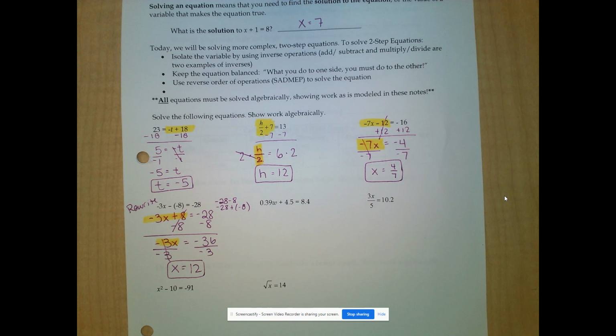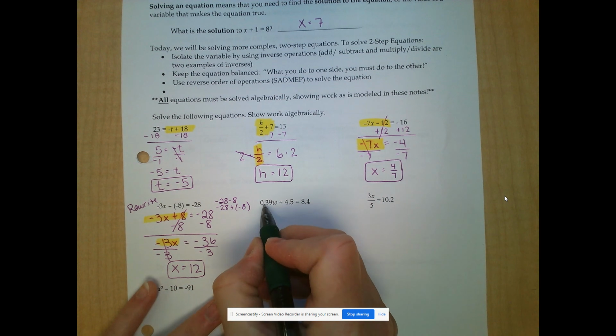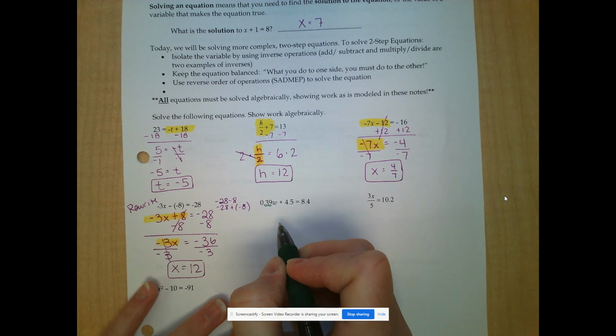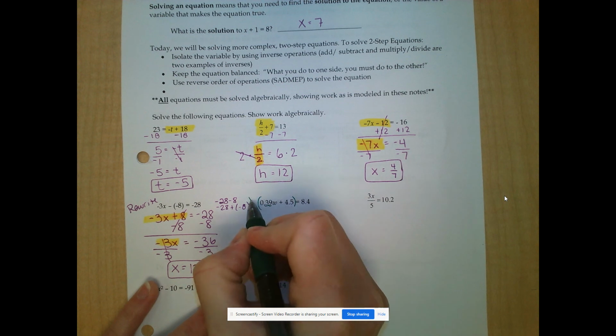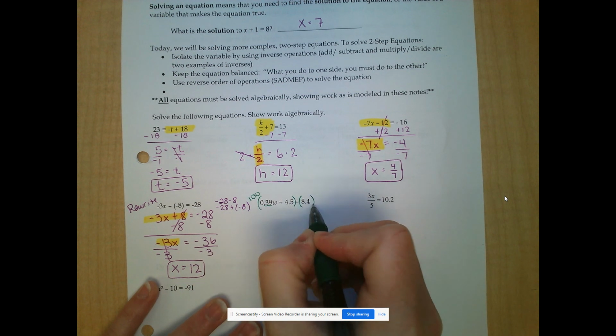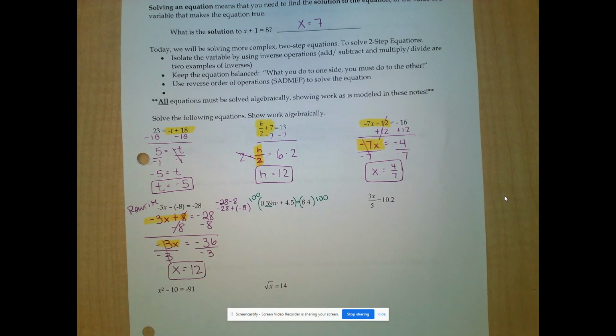Now, the next one has a decimal. Actually it has a lot of decimals, and I'm not a big fan of working with decimals. So one thing that I sometimes do, if I notice that I'm working with a problem that has a lot of decimals, is I get rid of the decimals as a first step. So you'll notice that this decimal has 2 decimal places, 0.39 or 39 hundredths. I can multiply both sides of this equation by the same number, and it's still going to be worth the same, right? That's the whole idea.